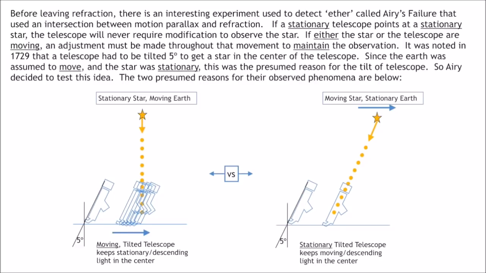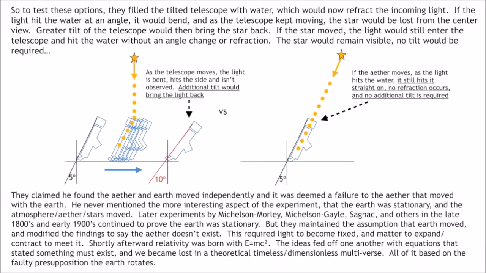Versus the other idea, that light moves straight down through an ether or atmosphere, and it moves independently of the Earth's movement. So in this case, the light ray is now moving independently across a stationary tilted telescope. Or it could be that they're both moving, but that they're moving independent of one another. So again, we have a potentially stationary tilted telescope that keeps the moving or descending light in the center. Those are essentially our two options.